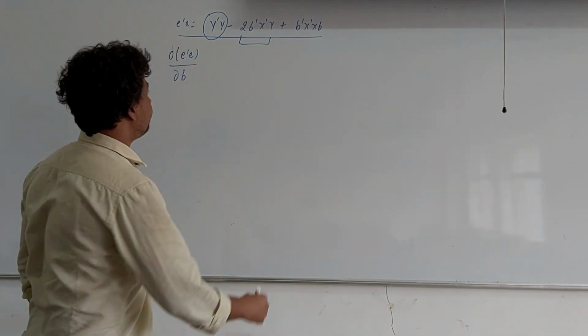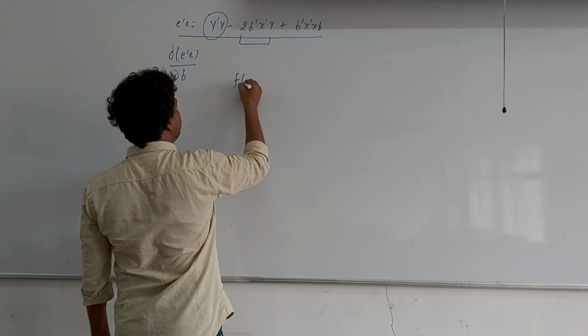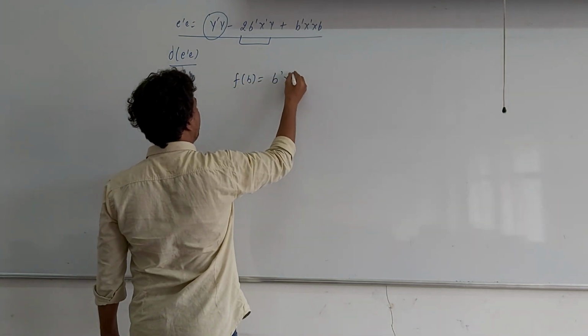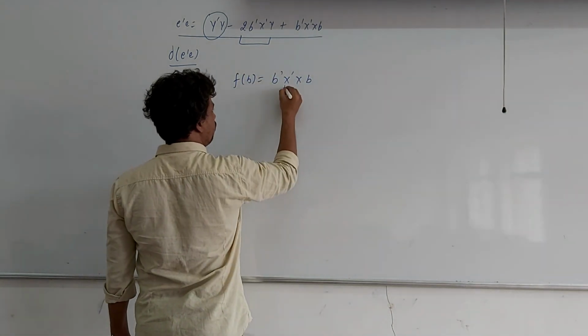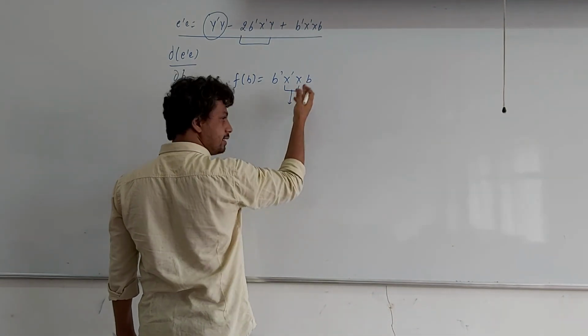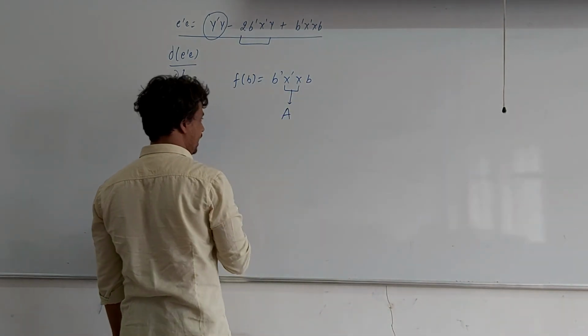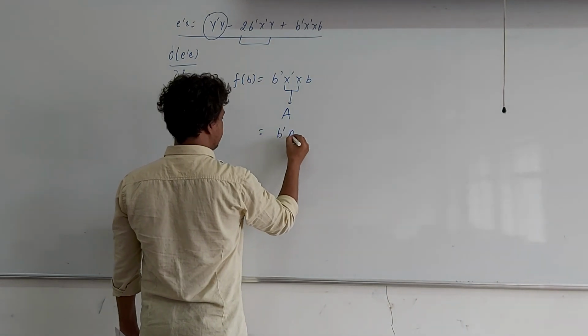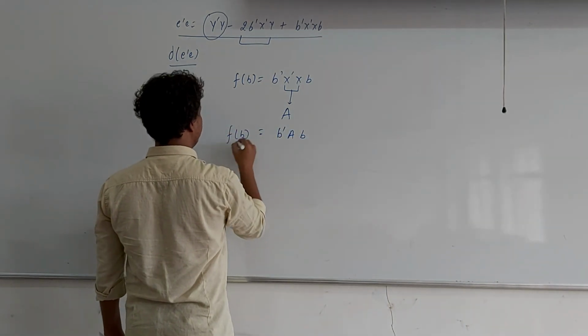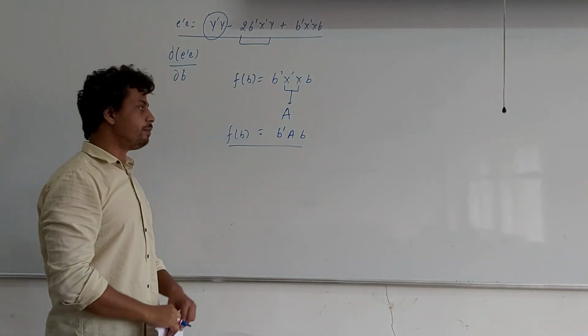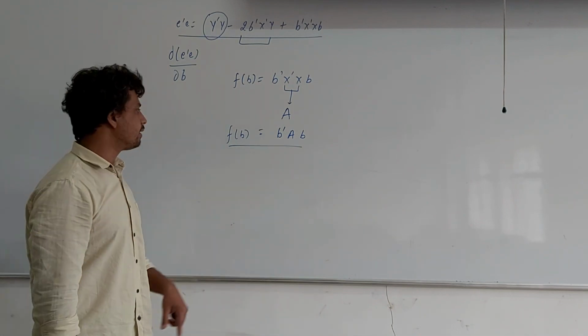Now the next term is b transpose x transpose b. Look at this term. If I think of it as a symmetric quadratic form matrix, let me write it as A. So this term becomes a symmetric quadratic form in B. Now why am I saying this? Let me write it.